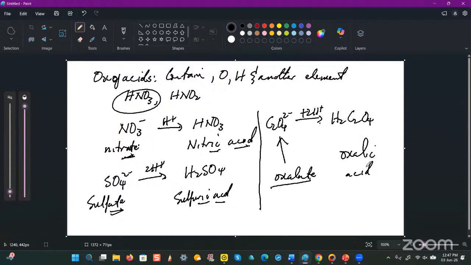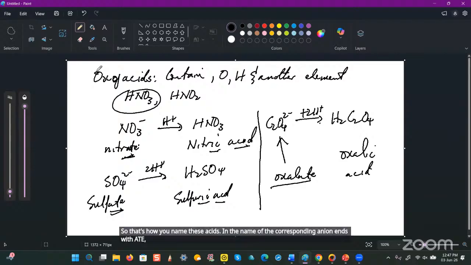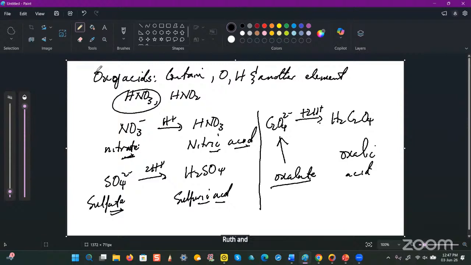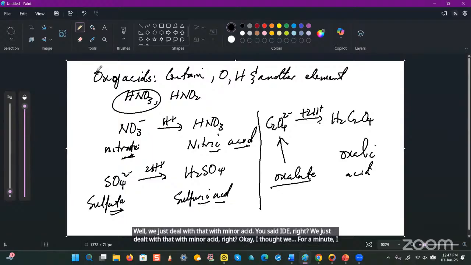So that's how you name these acids. If the name of the corresponding anion ends with ATE, then the name of the acid itself ends with ic acid. Okay, any question about this? What if it ends in IDE? Well, we just dealt with that with binary acid. Right? Okay. For a minute I thought it said ITE, because that's what we're going to look at next. Any other questions about this one?